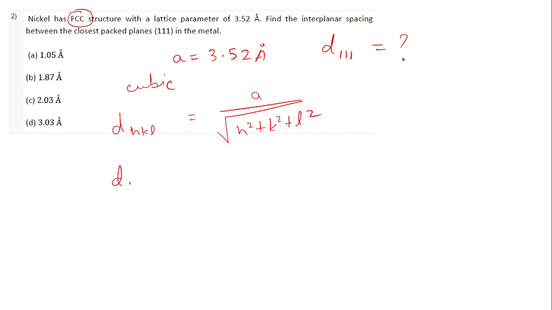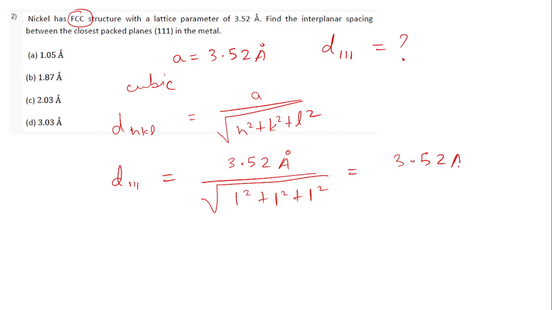Now, d111 will be, a is given, 3.52 angstrom, and under root h, k, l. h is 1, k is 1, l is 1. So 1 square plus 1 square plus 1 square. This will be 3.52 angstrom divided by root of 1 square plus 1 square plus 1 square. This will be 3, right? This will be 1, this will be 1, this will be 1. That means root 3.